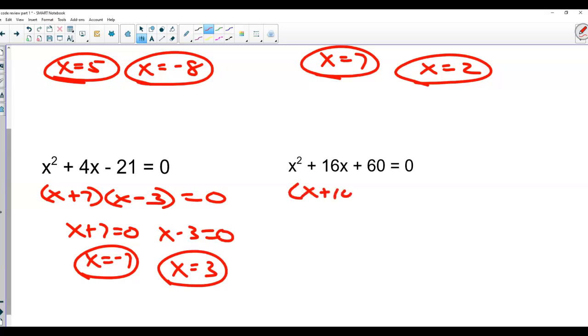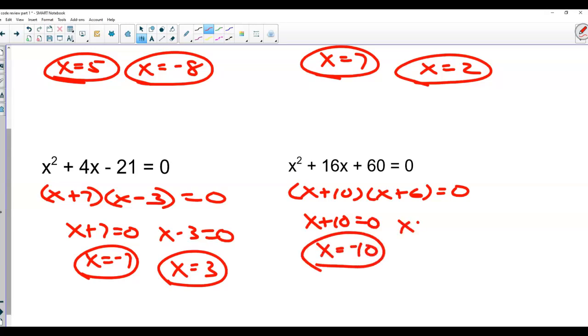And then x plus 10, x plus 6. x plus 10 equals 0. x equals a negative 10. x plus 6 equals 0. x equals a negative 6.